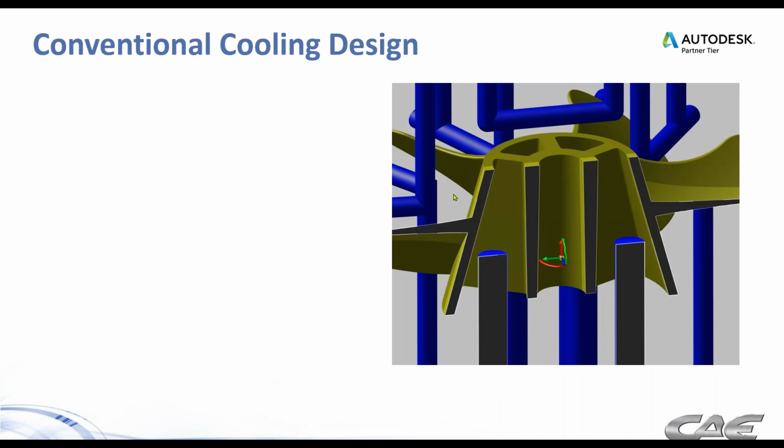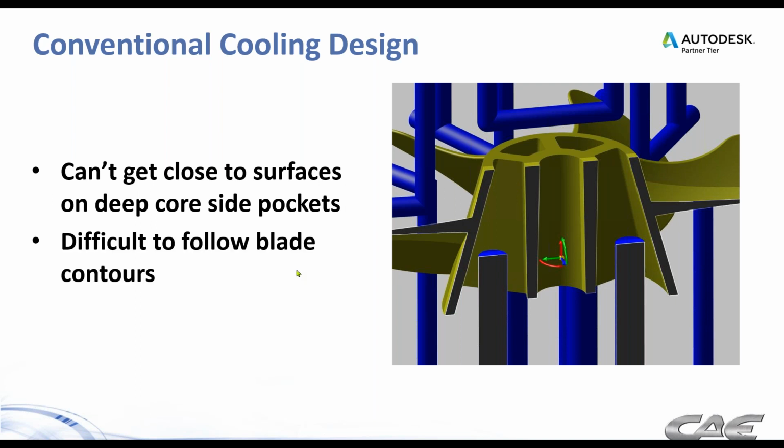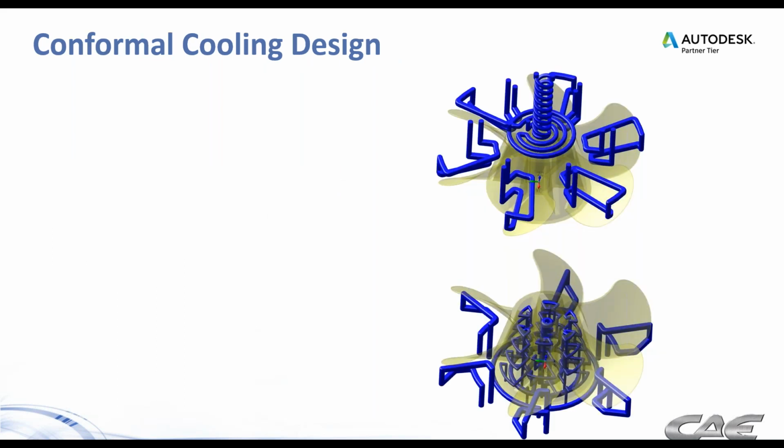You can see with the conventional cooling design, we have the baffles sticking up into there, harder to get close to the surfaces. I suppose you could probably angle these baffles a little bit and get a little bit closer, but you know, we're starting to get into thin steel conditions there. And on both the core and cavity side, it can be more difficult to follow the fan blade contours with straight drilled channels. So this is what the conformal cooling design looks like.